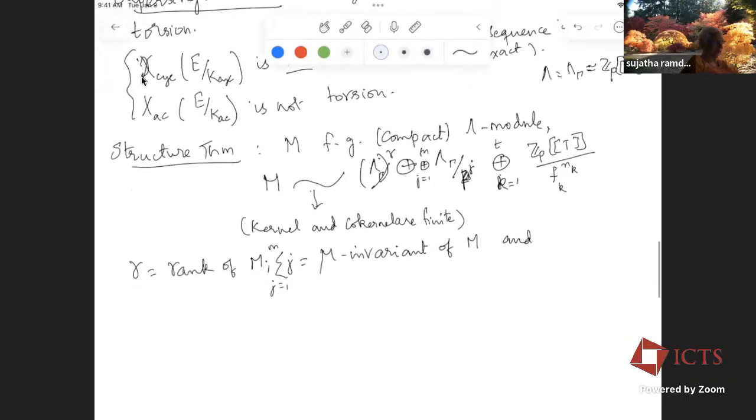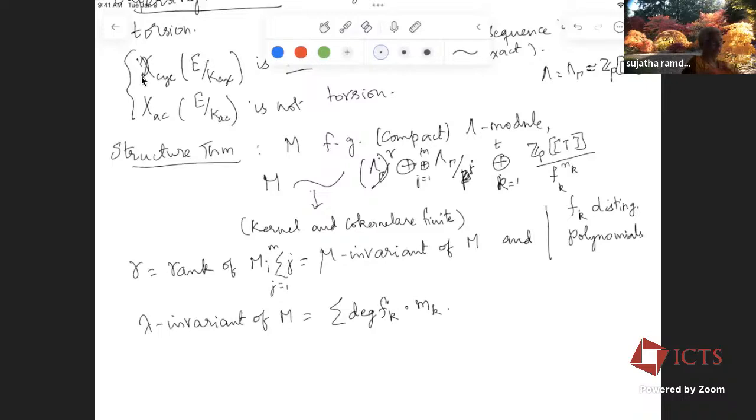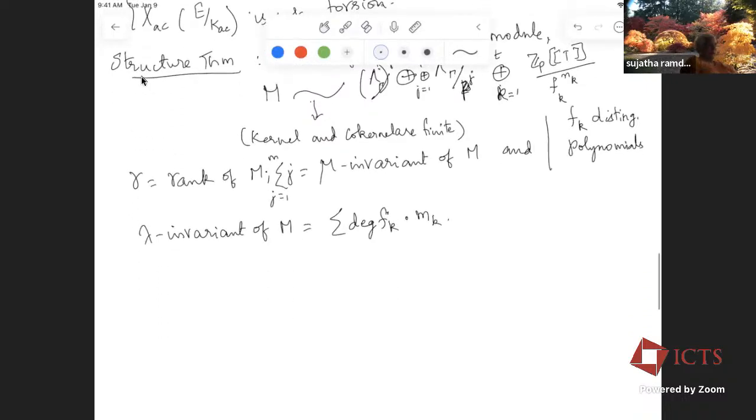And the lambda invariant is the summation of the degrees of each of these Fk, which are distinguished polynomials. So they have a degree. So I take the degree of Fk times Mk. This is the lambda invariant. So now these are the important, interesting Iwasawa theoretic invariants.